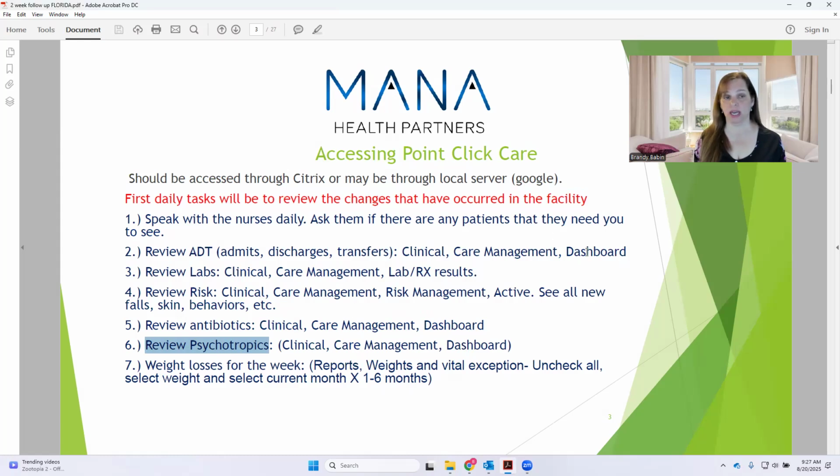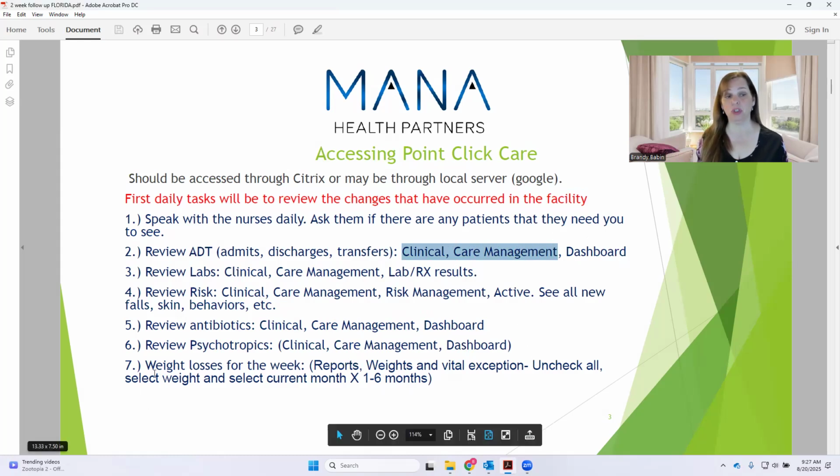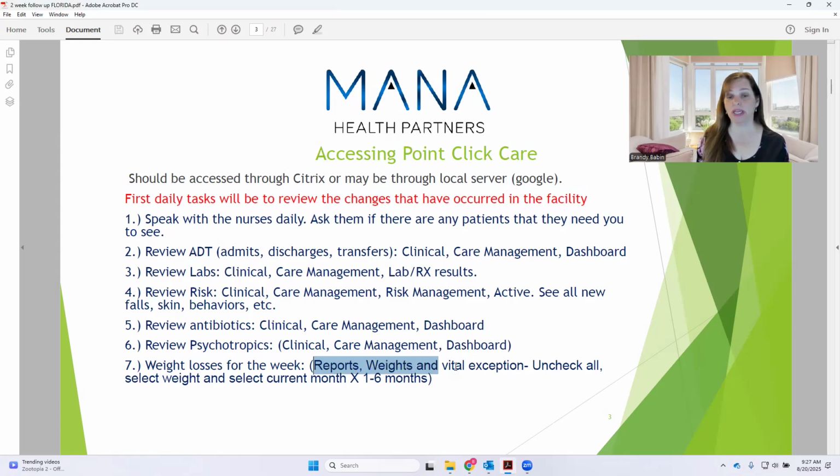You've got your admits and discharges, you've got your psychotropics and your antibiotics. So most of the things are going to be under the dashboard, but all of the things are going to be under your clinical tab and your care management. Your weight losses, you're actually just going to print a report for. So you would click into the reports, click into weights and vital exception report. That's the name of the report.